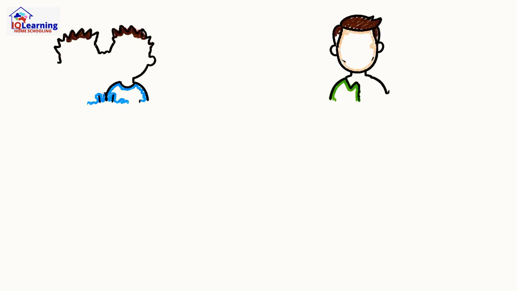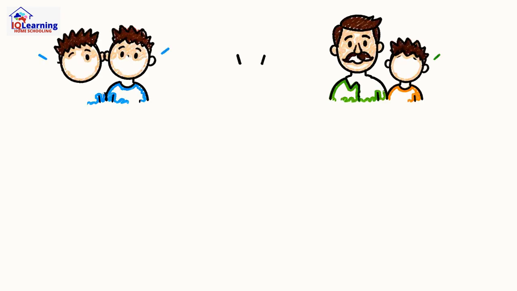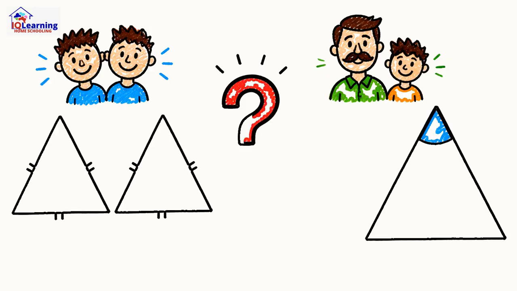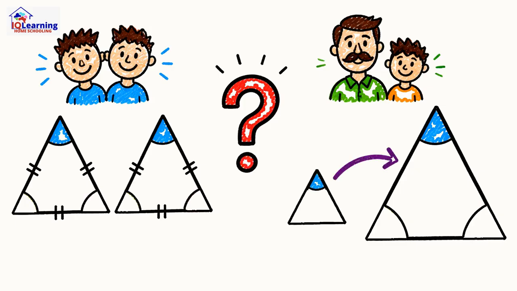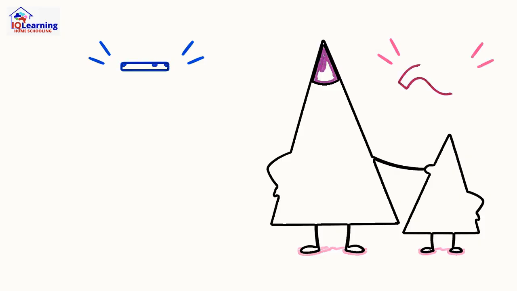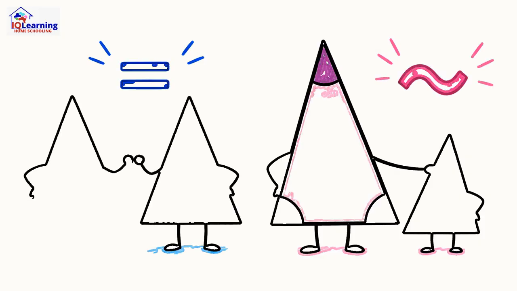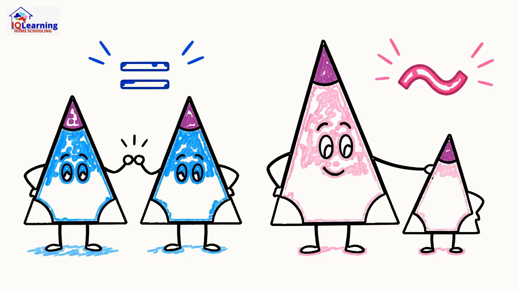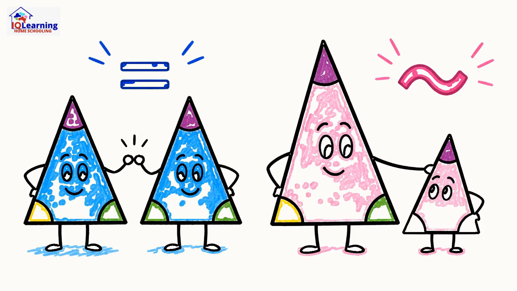Think of two shapes. Are they identical twins or more like a father and son? That's the core question in Year 10 geometry, and it's the key to unlocking how we measure the world. Identical twins are congruent. Every side, every angle, a perfect match. A father and son are similar. Same features, same angles, but one is just a scaled-up version of the other.